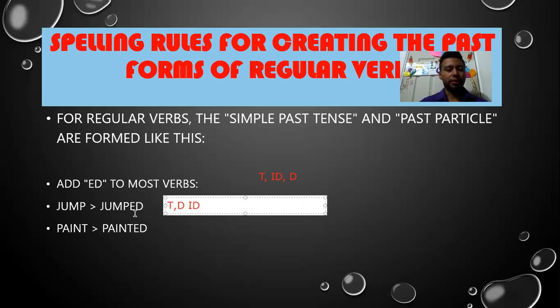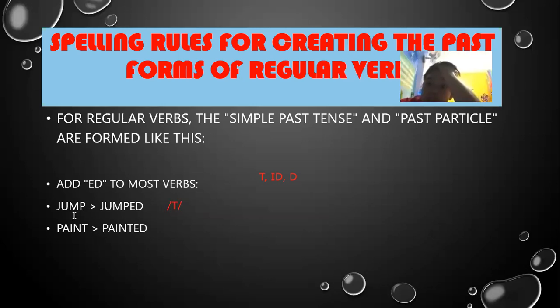What is the correct one? T, jumped. With t, yes, exactly. So this is the correct sound. Listen: jump, simple present; jumped, simple past. Jumped, exactly, with t. We need to identify the last consonant before adding ed.